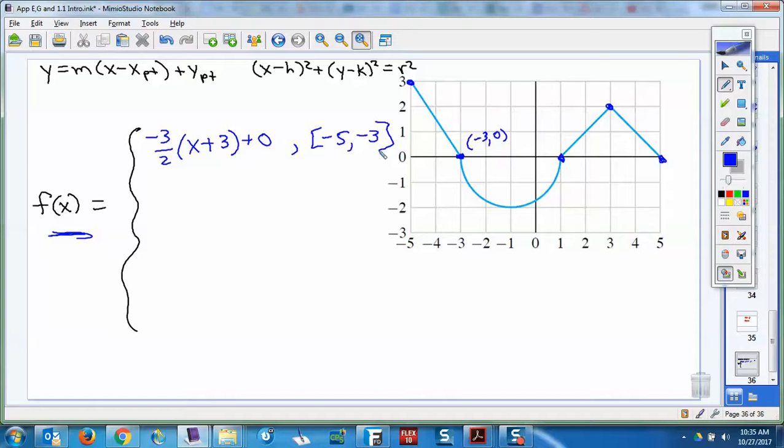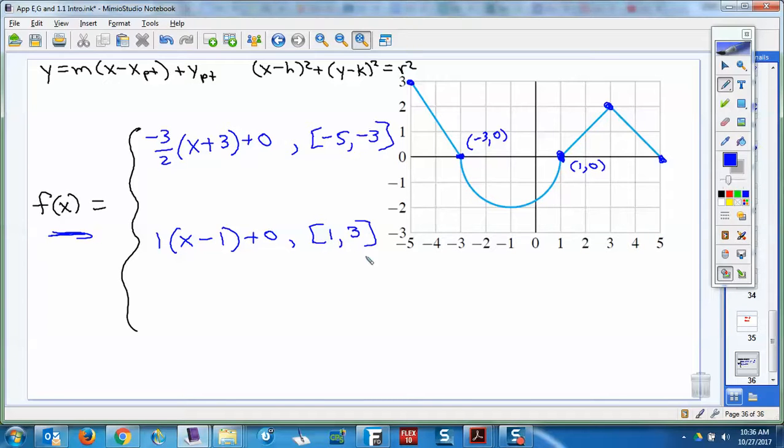Now let's skip the circle. We'll come back and stick that in here in a minute. So let's go over to this piece. What's the slope of that line? 1. We already got our y equals over here, so y equals 1. And then x minus, let's use this point right here, that'd be 1, 0. So x minus 1 plus 0. And then that goes from 1 to 3.